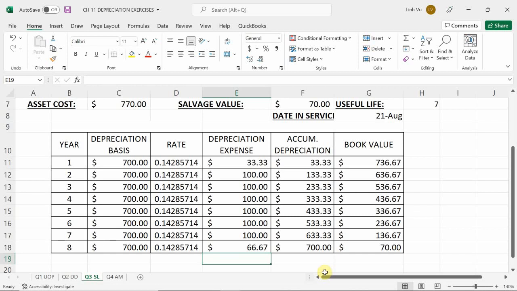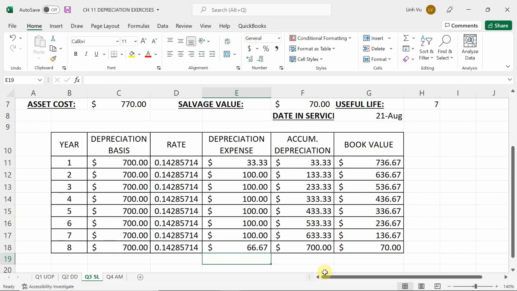Correct. Every single depreciation method, your salvage value must equal your book value at the end. You can have a book value over the salvage value, that's 100% okay, because we'll talk about disposing of it later. But the important thing is it can never fall below.